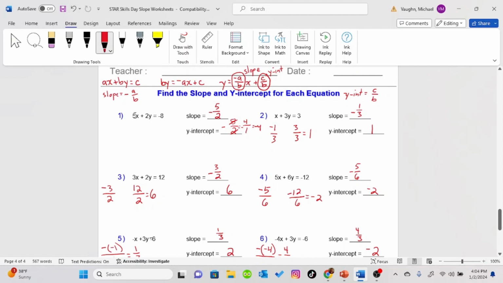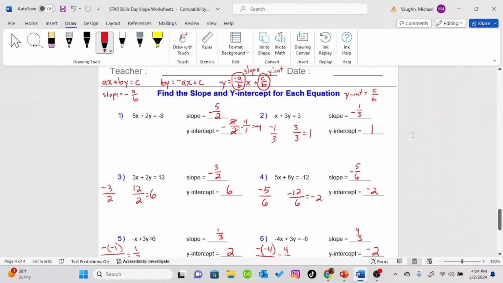So take the number that is with x, make it negative, and divide it by the number that's with y. That will give you your slope. Take the number that is by itself and divide it by the number that is in front of y. That is c divided by b, and that will give you your y-intercept.